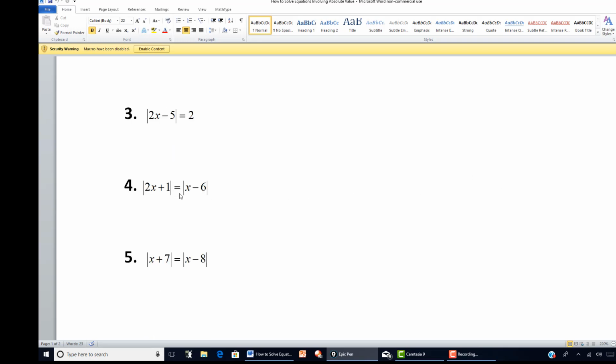Now let's do the last one. Again, same type of problem. Has two absolute values, but they're isolated. So I'll apply the same procedure I just went over. So I said, again, if you have two absolute values in the equation and they're isolated, one on the left and one on the right, simply remove the absolute values and solve that equation. So this will become x plus 7 is equal to x minus 8. Okay, I would solve that equation.